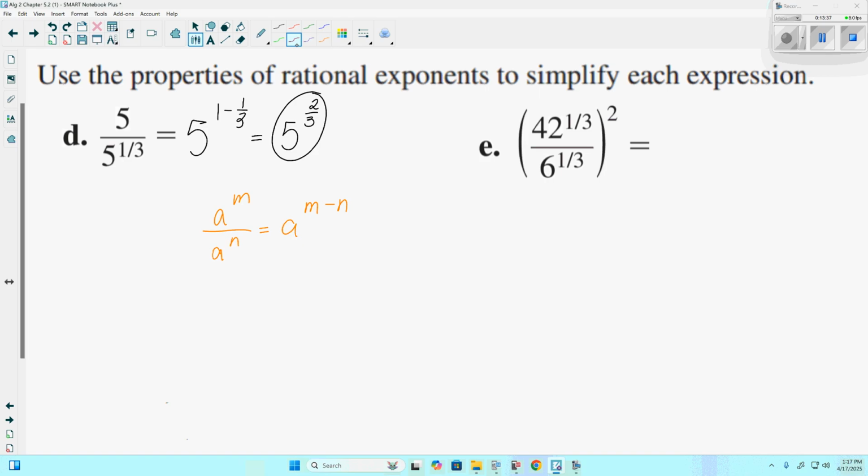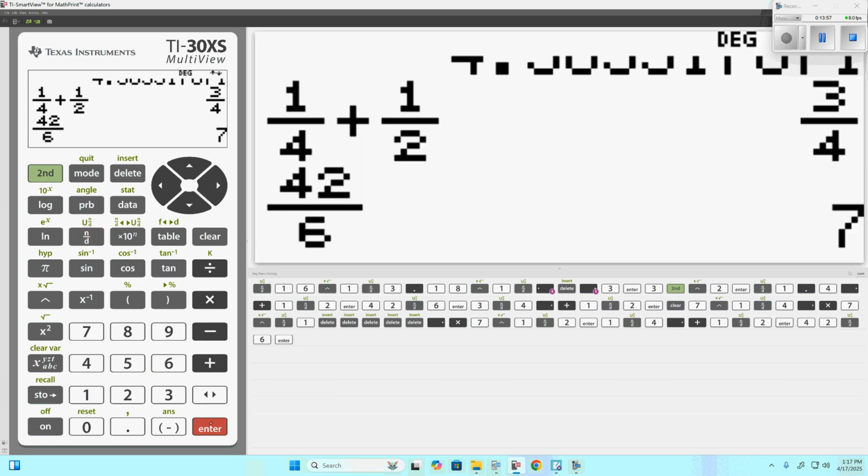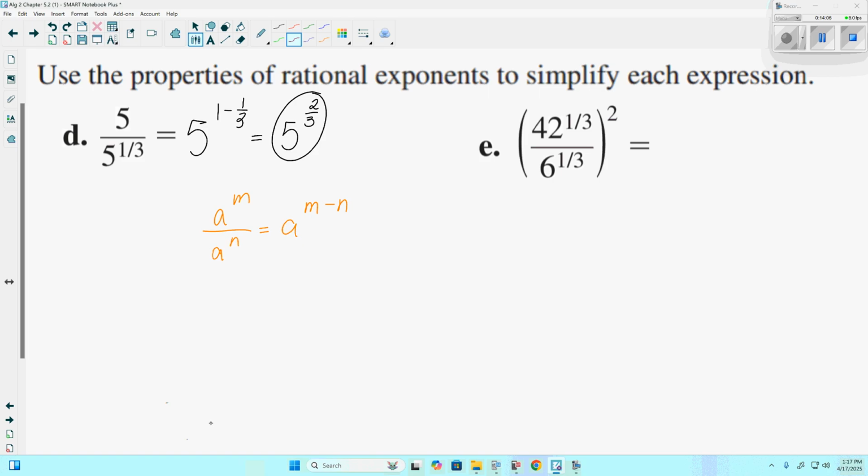But 42 and 6 do both have the same exponent, yes? Is 42 divisible by 6, or do they have something in common? So 2, yes? Now 42 and 6 are both divisible by 2. Actually, 42 is divisible by 6, yes? So it'd be nice if we can get rid of that 1/3, because I can't just do 42 to the 1/3 divided by 6 to the 1/3 and get 7, because of that power, yes? Power of a quotient says what? A over b to the m is equal to a to the m over b to the m, yes?